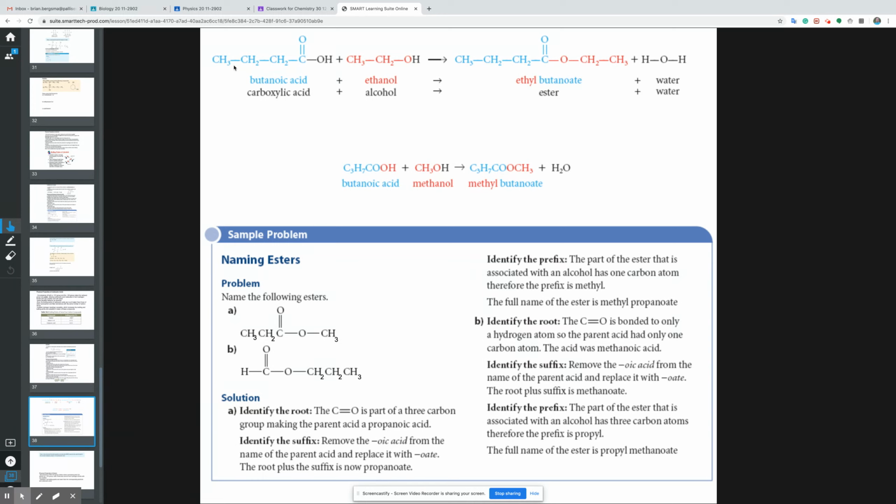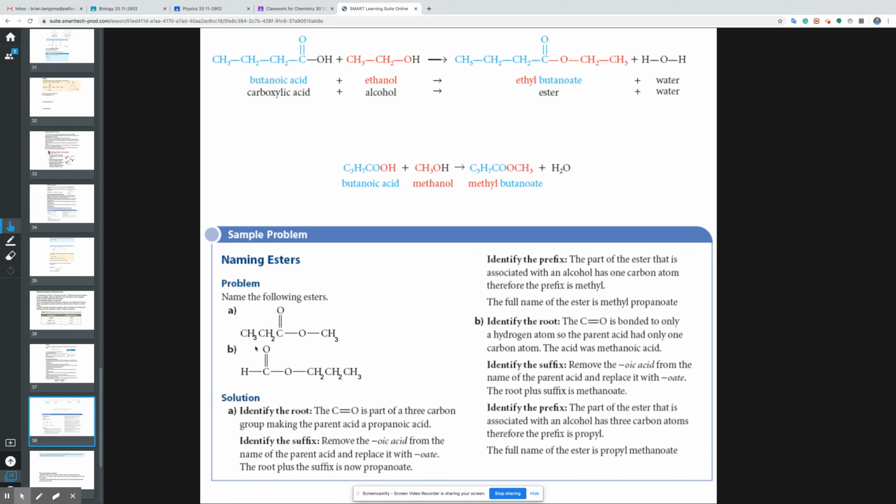Okay, so for this one here, our ester, which is over here, esters are formed by adding an alcohol to a carboxylic acid. The way we name them is we take whatever acid we had, that's going to be over here as our root name, and whatever alcohol we had became the prefix. So butanoic acid becomes butanoate, and ethanol becomes our ethyl group.